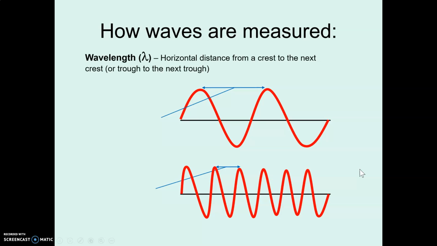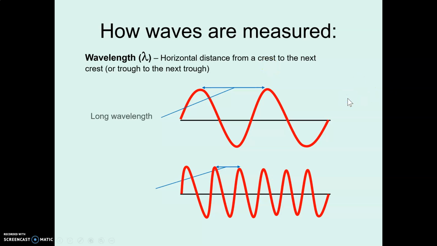Another thing that we can measure about the waves is their wavelength, which is usually represented by this Greek letter lambda, okay? So it kind of looks like an awkward little H in a way. So you guys will have to get used to writing out that symbol when we're talking about waves. But wavelength is the horizontal distance from a crest to the next crest or from one trough to the next trough.